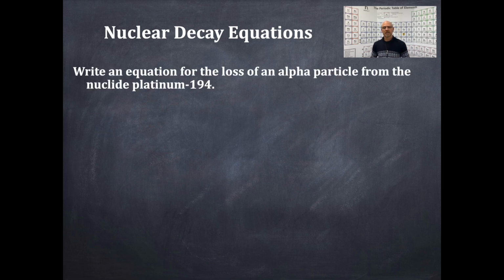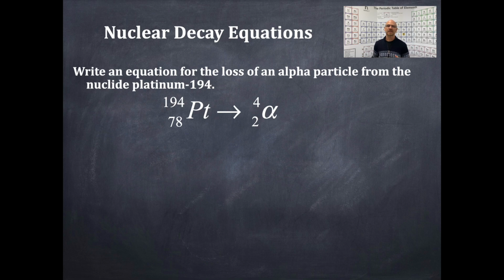We're going to write an equation for the loss of an alpha particle from the nuclide platinum-194. You find platinum on your periodic table. It has a mass close to 194. It is Pt, atomic number 78, so I'm going to write that on my reactant side. It undergoes alpha particle emission, so I write the alpha symbol and the numbers associated with it: 4 and 2.